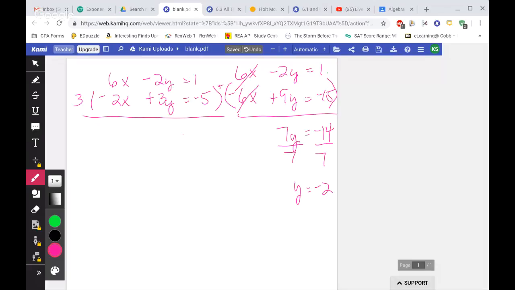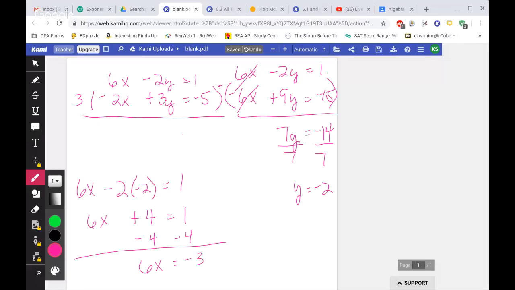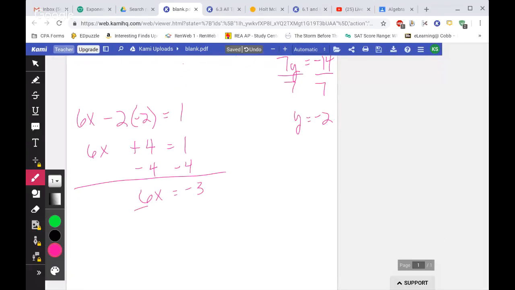So now I will substitute that value, negative 2, in for the y in either equation. It doesn't matter. So 6x minus 2 times negative 2 equals 1. 6x plus 4 equals 1. Subtract 4 from both sides, and that gives me 6x equals negative 3. Divide both sides by 6, and x equals negative 1/2, or negative 0.5. So the solution to this system of equations is negative 1/2, negative 2.